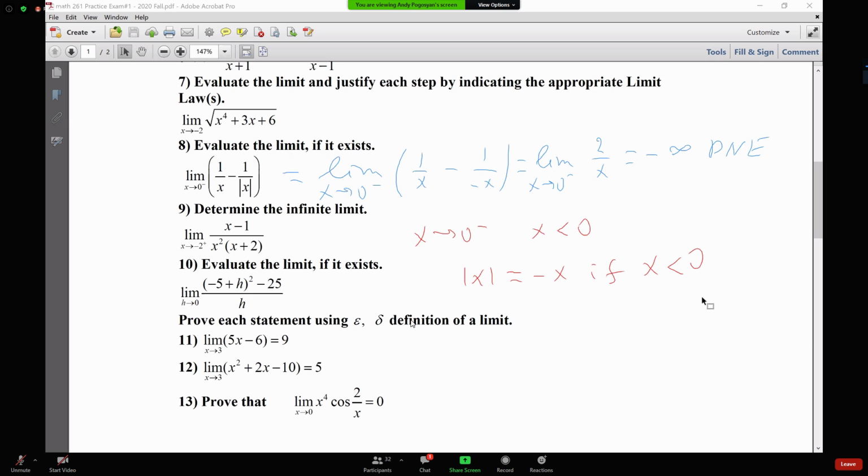So if it was from the right, we did from the right. Absolute value of x equals x if x is greater than or equal to 0. Now x approaches 0 from the right, x is greater than 0. So in that case, limit as x approaches 0 from the right of 1 over x minus 1 over x is just 0.